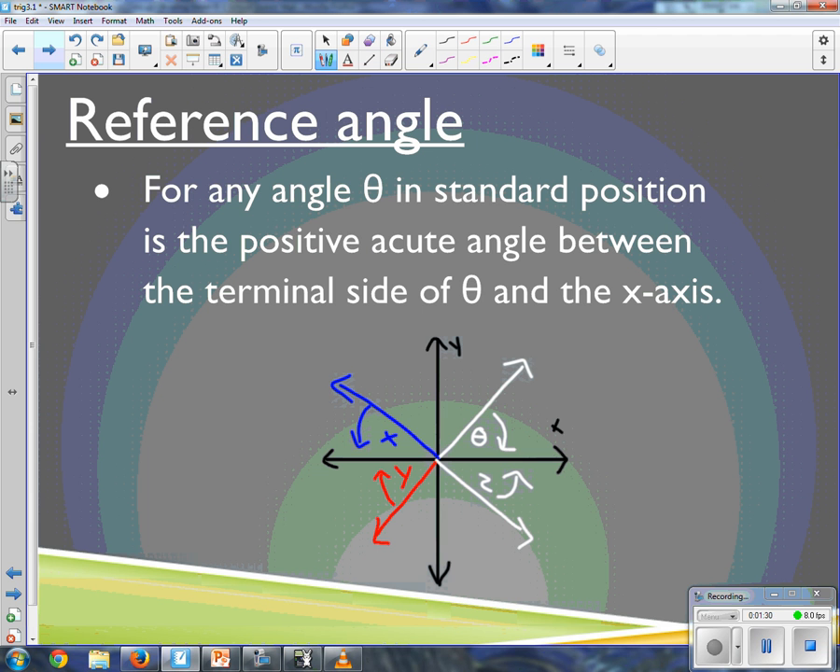So you have it in standard position. The initial side is the x-axis, and the terminal side is wherever it is. You find the shortest distance to the x-axis. And it has to be the shortest distance because if you go the long way, it's not going to be an acute angle.